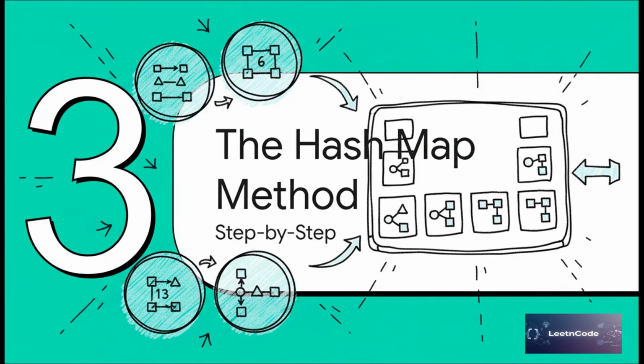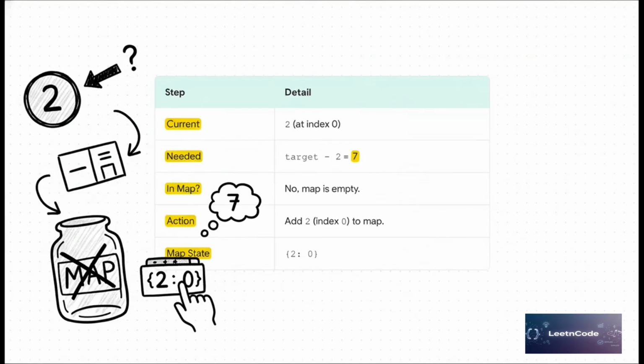Okay, enough with the theory. Let's see how this actually works. We're going to go back to our example and build our elegant one-pass solution step by step. So let's walk through the logic. We start at the very first number, which is 2. The first thing we do is ask ourselves a question.